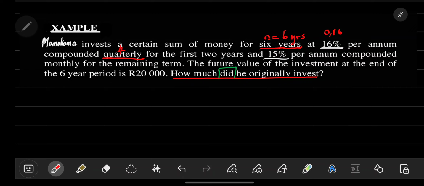For the first 2 years, so this money, the first transaction ran for 2 years. Okay, so let me maybe underline it green. So the first transaction runs from here to there. Let's call it the red transaction.